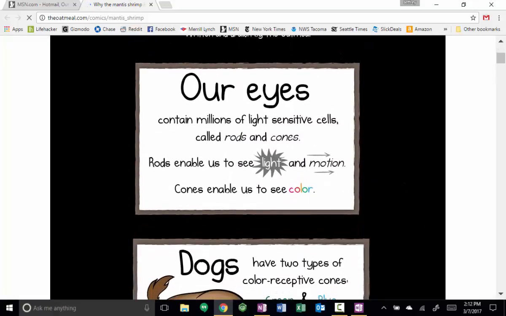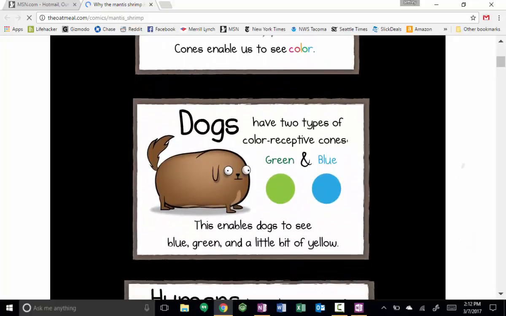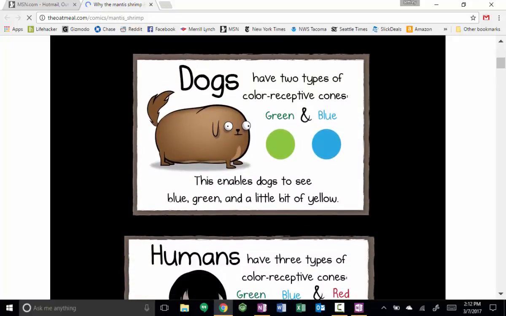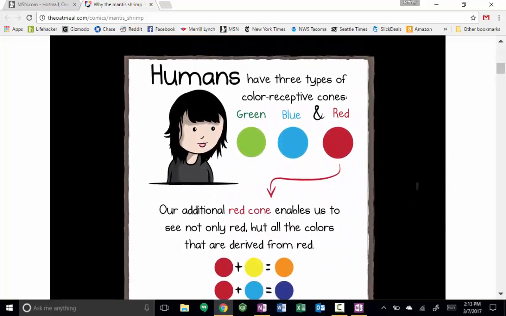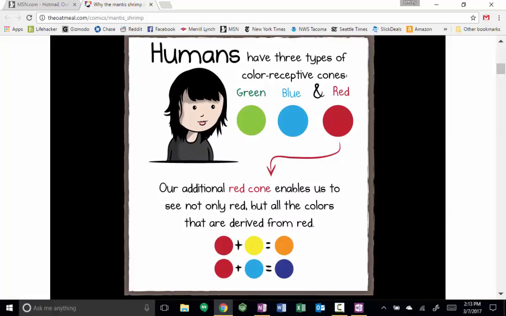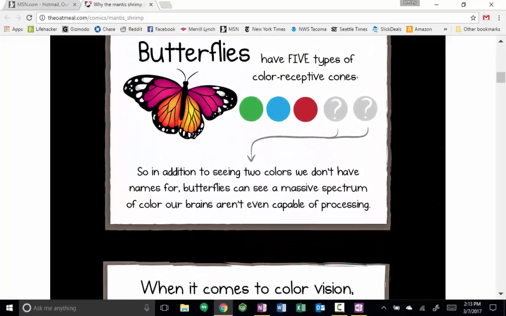So our eyes contain millions of these rods and cones. Like I said, rods enable us to see light and motion. Cones enable us to see color. Dogs have 2 types where they can see greens, blues, and a little bit of yellow, which is ironic because you throw a dog a tennis ball, they can't really see it very well. Humans have 3 types of color receptors. We can see green, blue, and red, which is pretty good because then we can combine those to see the hybrid colors. Butterflies have 5 types of color receptive cones, so they can see further into the IR than we can, which allows them to hunt flowers a little bit better.